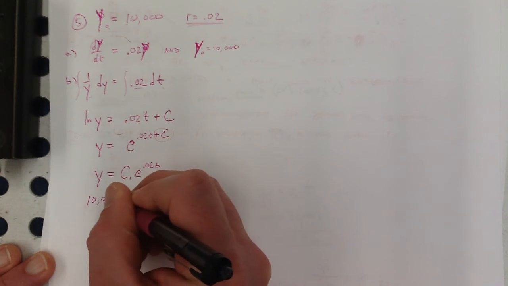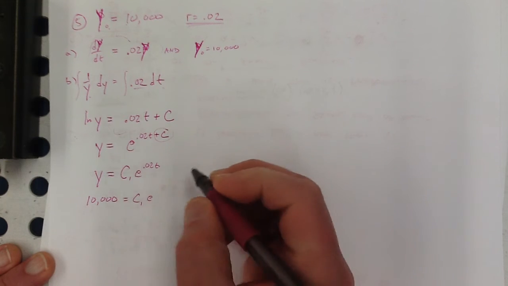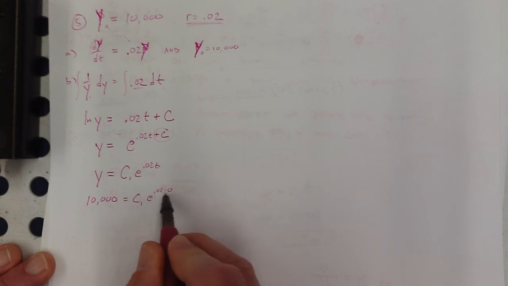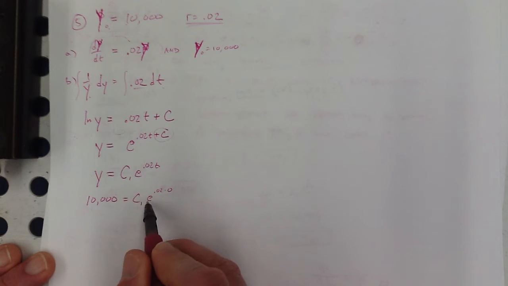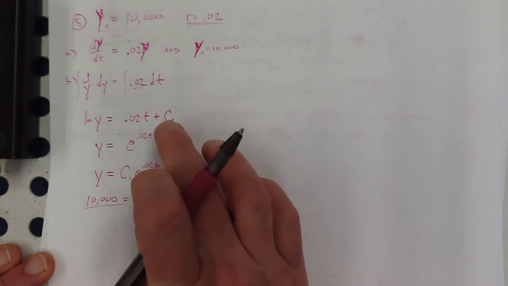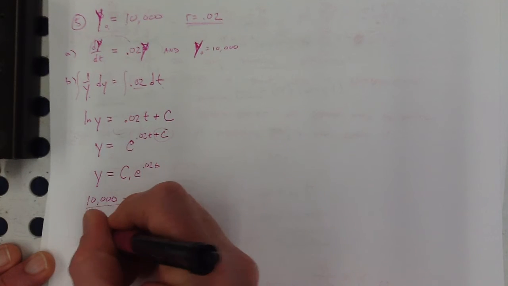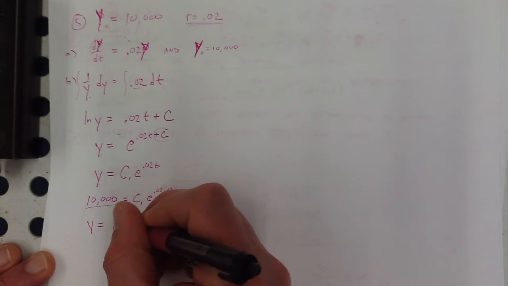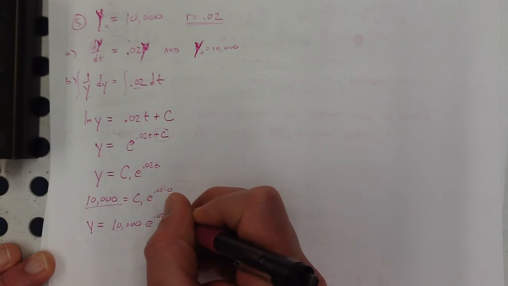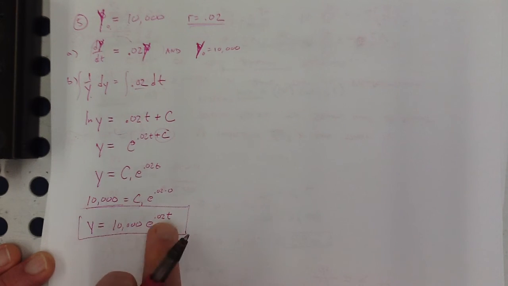And if at time 0, when I plug 0 in here, the amount has to be 10,000. And when I plug that in, y is 10,000 when t is 0. Well, e to the 0.02 times 0, that's e to the 0, that's 1. So the c, the constant, has to be that starting number, which is why we like to move that down there. So y is equal to 10,000 times e to the 0.02 t. That is the population as a function of time.